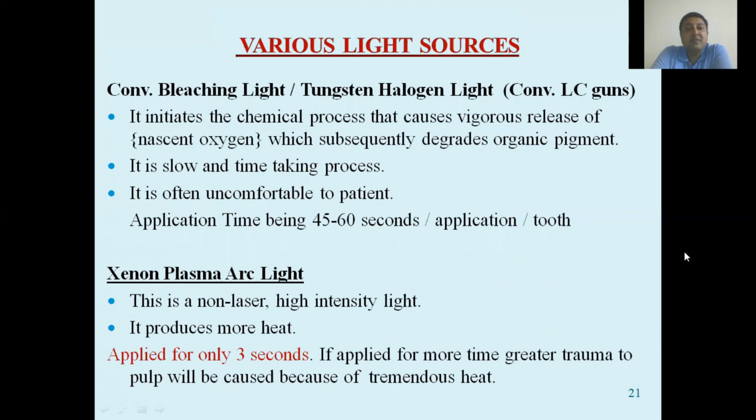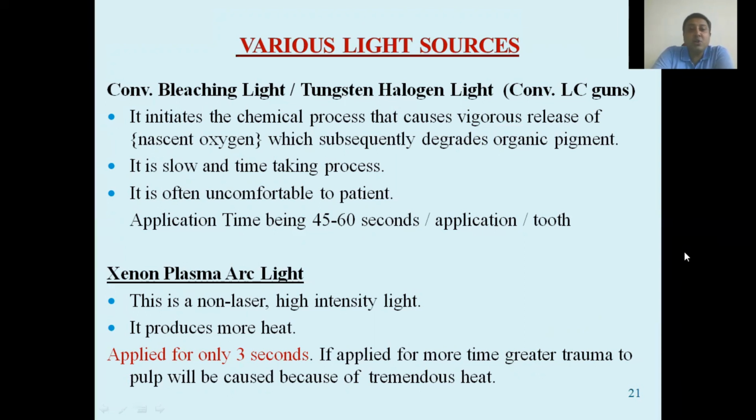Now, what are the various light sources we can use? First is the conventional bleaching light or the tungsten halogen light, which comes under conventional light cure guns. It initiates the chemical process that causes vigorous release of nascent oxygen, which subsequently degrades the organic pigments present on that tooth. It is a slow and time-taking process. It is often uncomfortable to the patient. The application time for this source is 45 to 60 seconds per application per tooth.